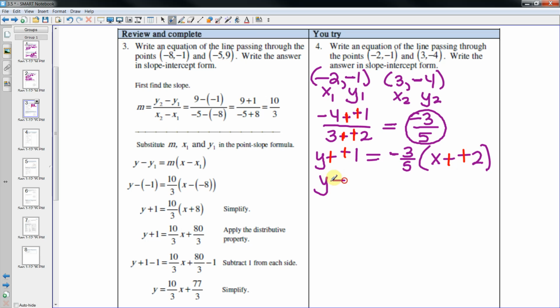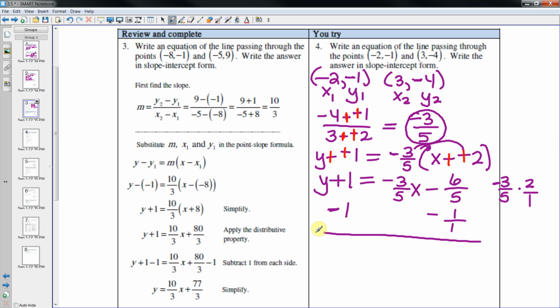So I'm going to have y plus 1 equals negative 3/5 x. Negative 3/5 times 2, I'll come over here, negative 3/5 times 2 over 1. Can't do any cross canceling, so I'm going to multiply straight across. Negative 6 over 5. Then I'm going to need to subtract 1 from both sides to solve for y. It's nice that it's a 1, because then the common denominator is going to be that 5.